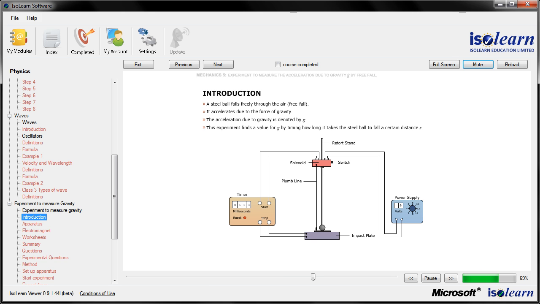When the switch is turned off, the electromagnet loses its magnetism, which causes the ball to fall. The timer starts at this point and stops when the ball hits the impact plate. You can now find a value for g from these results.